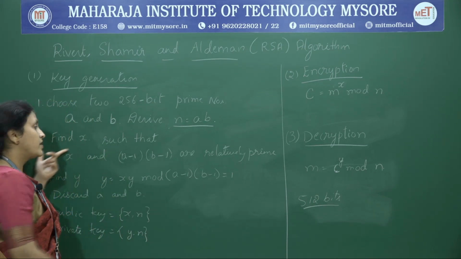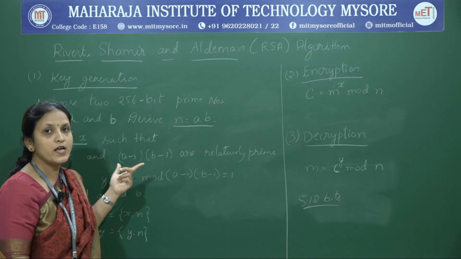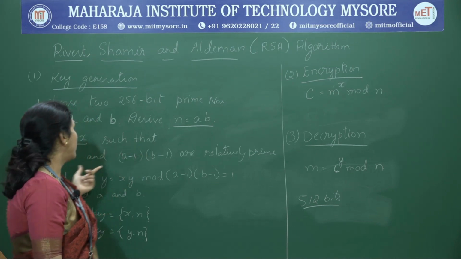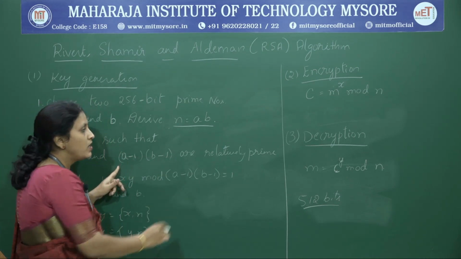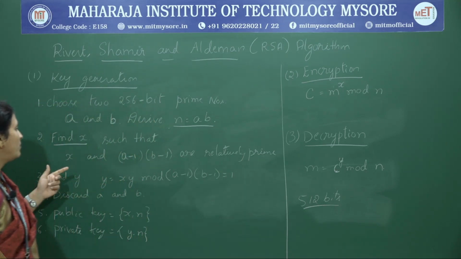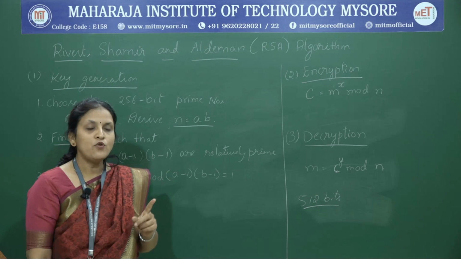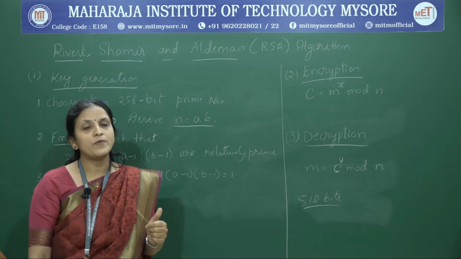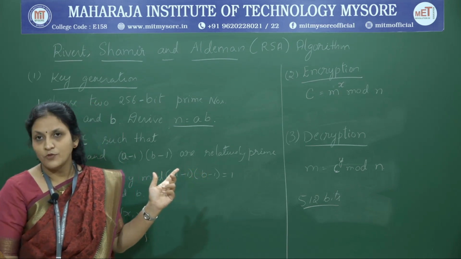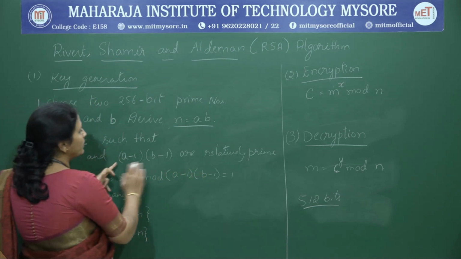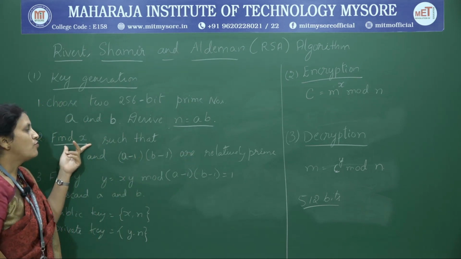Next we are going to find x. x is our encryption key, the key which is going to be used for encryption and which is made public. We find x such that x and the product of (A minus 1) and (B minus 1) are relatively prime. What do we mean by relatively prime? We say two numbers are relatively prime if they have only the number 1 as a common factor. Other than 1, they should not have any common factor. So, (A minus 1) into (B minus 1) and x should be relatively prime. In such a way, we find x.